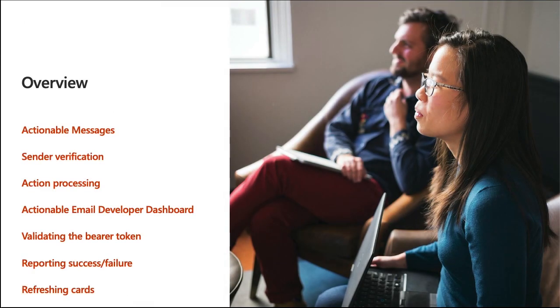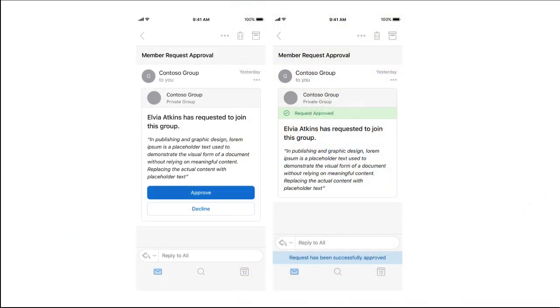Adaptive cards are used to create actionable messages in Outlook to extend the functionality of email. They're going to enable users to take quick actions without ever leaving Outlook. So in this unit, you're going to learn what's possible and required with Outlook Actionable Messages.